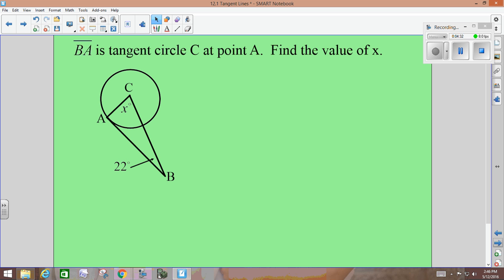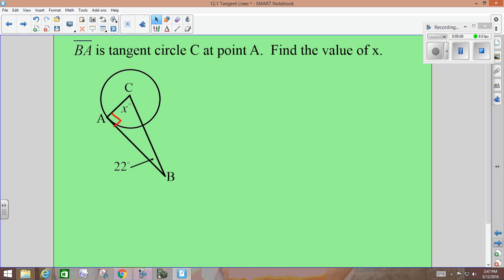It says that BA is tangent to circle C at point A. Find the value of X. Melissa, if a segment is tangent to the circle, then the segment and the radius form a what? Yeah, which letter, A, B, or C, would be my 90? Good. Tangent and a radius are going to form a right angle, so we have a right angle at A.